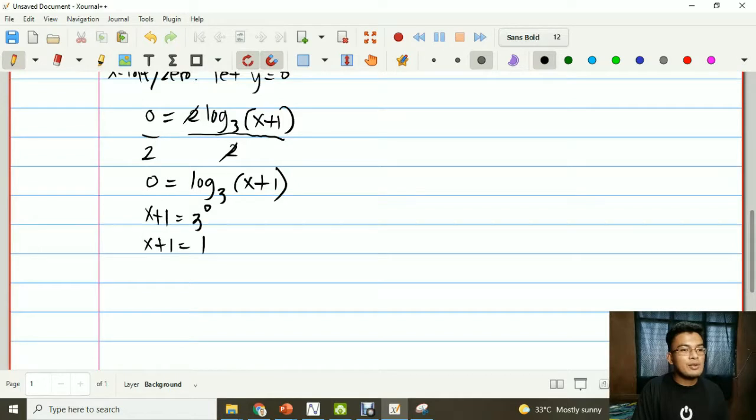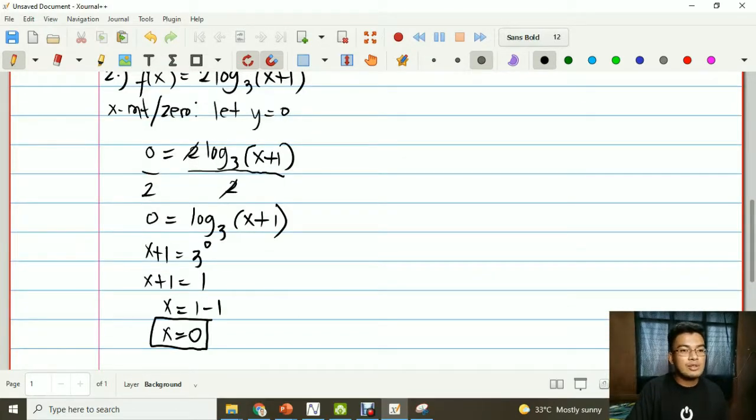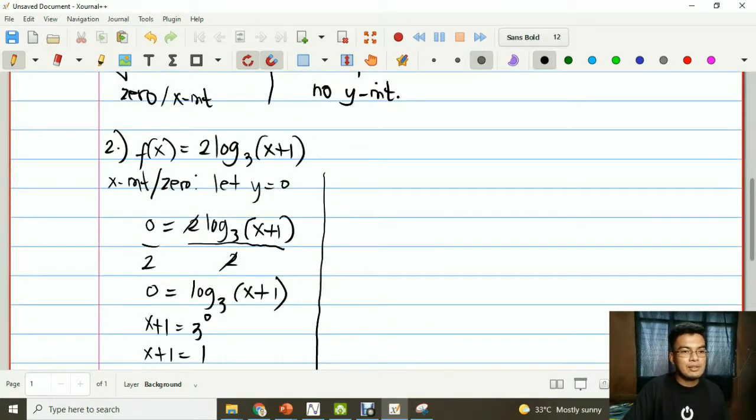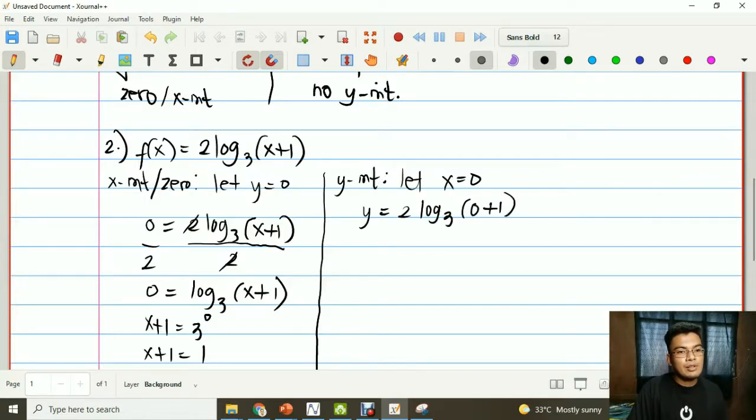And then, transposing positive 1 to the right side of the equal symbol, it will become negative 1. 1 minus 1 is 0. So our x-intercept and our zero is equivalent to 0. x is equal to 0. For our y-intercept, we let x be equal to 0. So this will be y is equal to 2 times log base 3 of 0 plus 1.